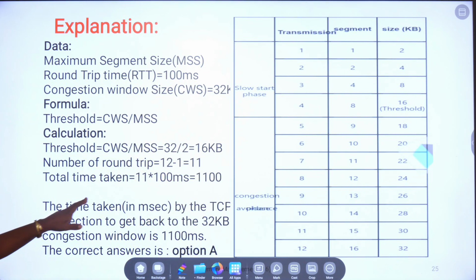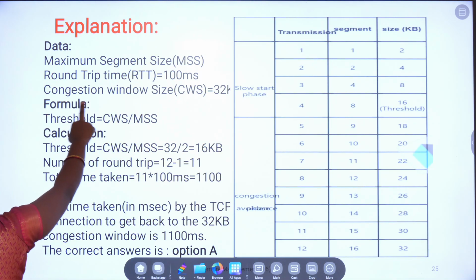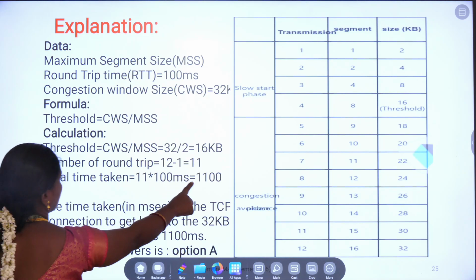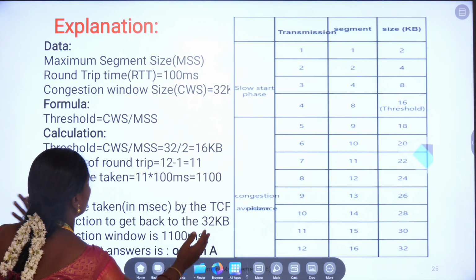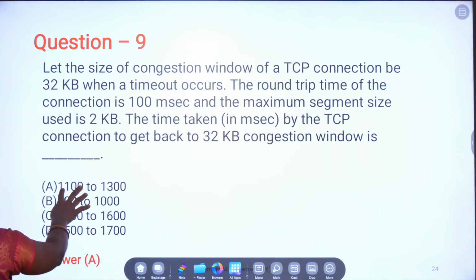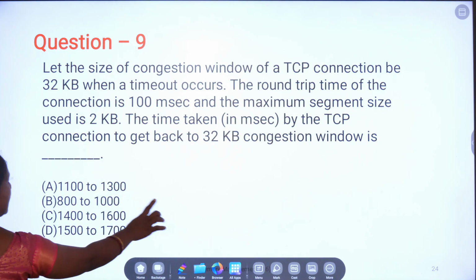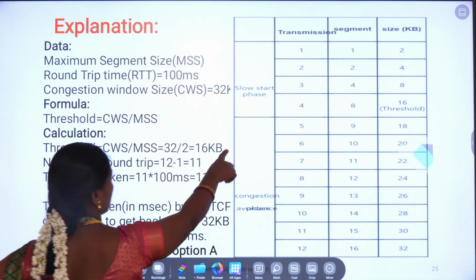The total time taken is 11 into 100 milliseconds, where 100 milliseconds is the round trip time. So the time equals 1100. The time taken in milliseconds by the TCP connection to get back to the 32 kb congestion window is about 1100 to 1200 milliseconds. The correct answer is option A, 1100 to 1300. The chart will be shown here.